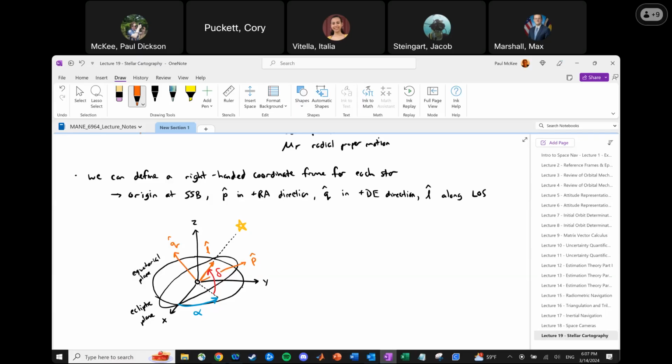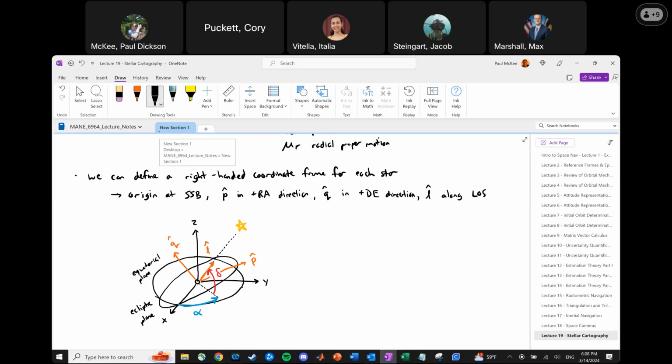L is pointed straight towards the star. P is pointed off such that if you were to increase your right ascension, it would be the P direction. And then declination is such that if you were to increase that, it would be in the Q direction. So I'm kind of tripping over my words here, but you get the idea. So you have L, P, and Q.